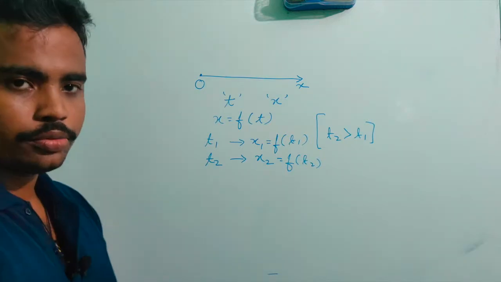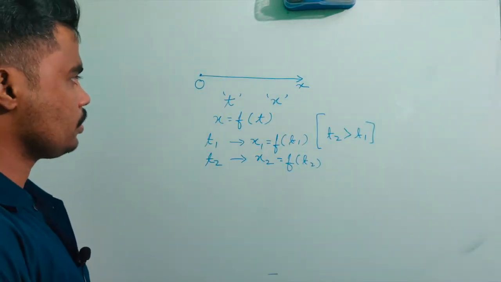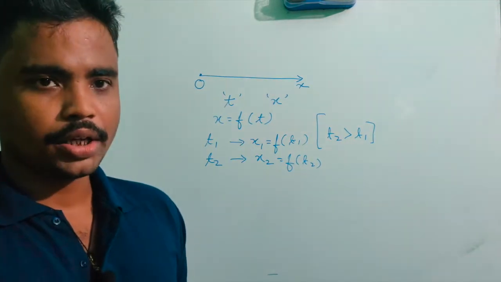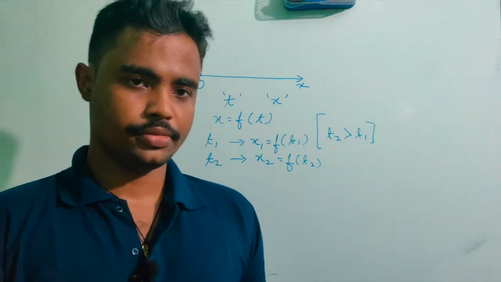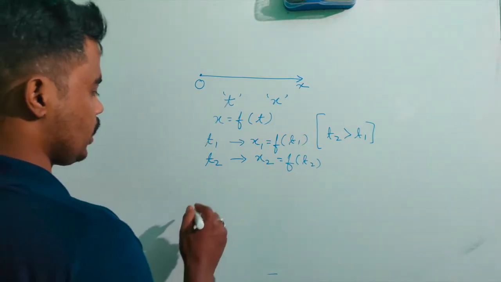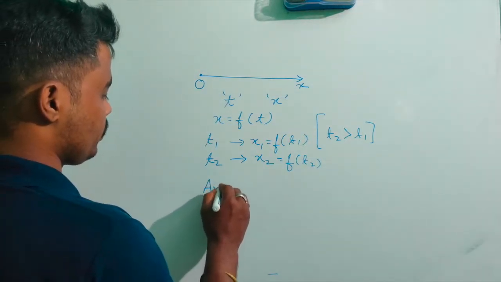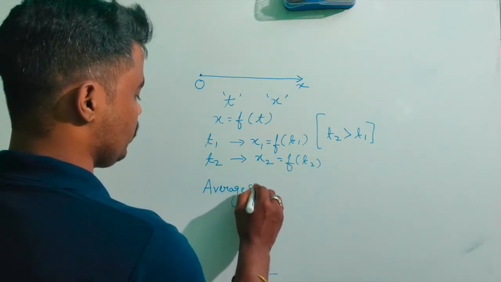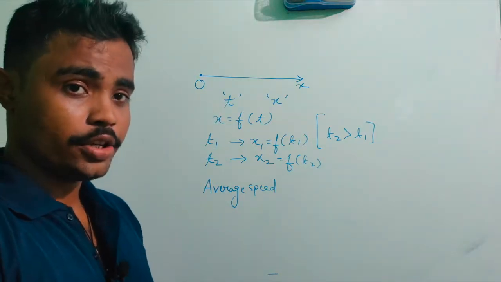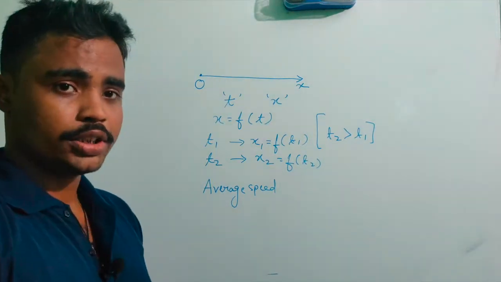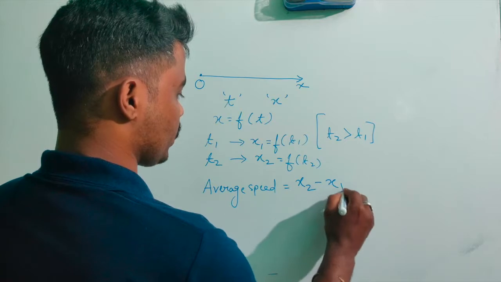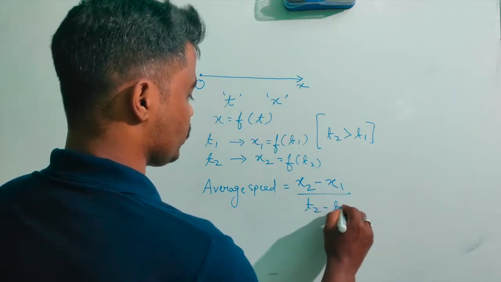Now I want to know how fast our particle is moving. That means I want to know the change in position of the particle with respect to the change in time. So we have defined a formula that is known as average speed, or I can say average rate of change of the position of the particle with respect to the change in time. So I will write (x2 minus x1) by (t2 minus t1).